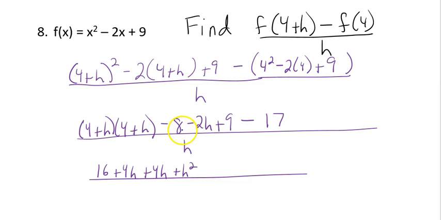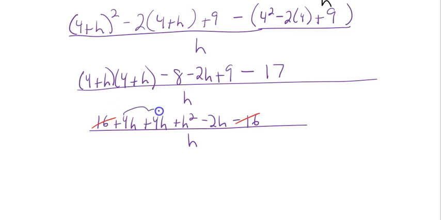I can combine the negative 8 and the 9 and the negative 17. I'm going to bring down the negative 2h and then combine those three numbers and get negative 16. And we are over h. So then I start looking what's going to cancel. The negative 16 and positive 16 will cancel.